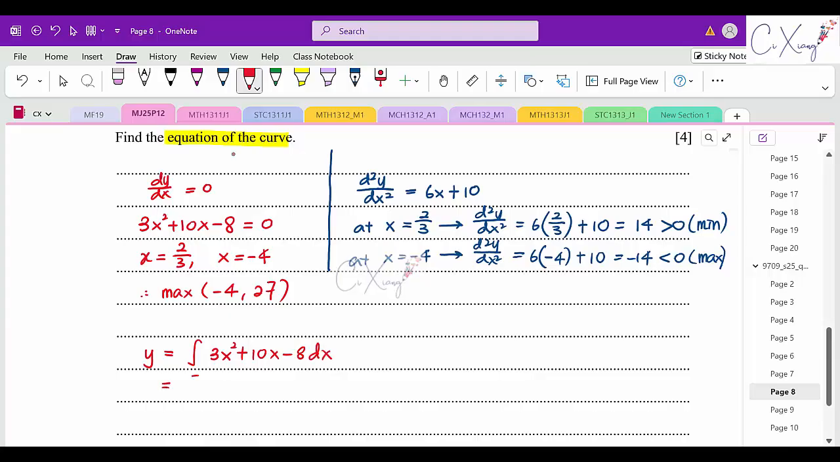Okay, so try to integrate it slowly. 3 is a constant, you just copy it first. Then integrate x power 2. x power 3, power plus 1 becomes 3, divided by the new power, 3. So 3 divided by 3, you get x power 3 here.